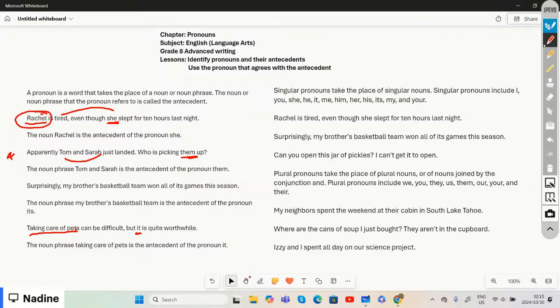All right. So now, when it comes to pronouns, we have singular pronouns and we have plural pronouns. Singular pronouns take the place of singular nouns, and they include words like I, you, she, he, it, me, him, her, his, its, my, and your. Those are all singular pronouns.